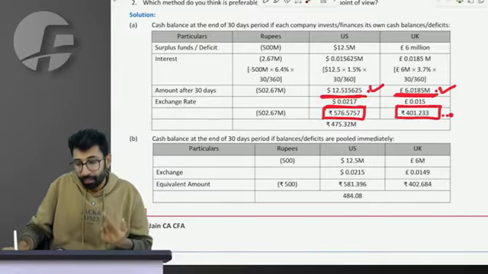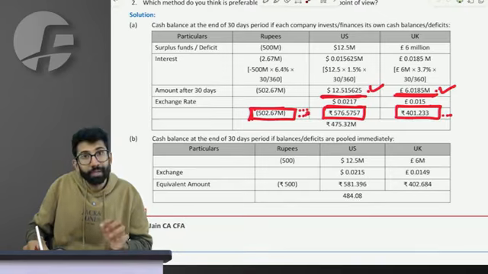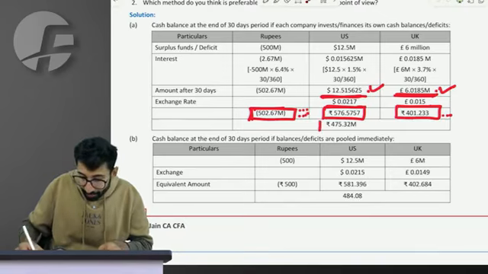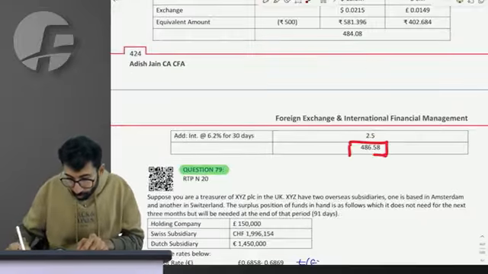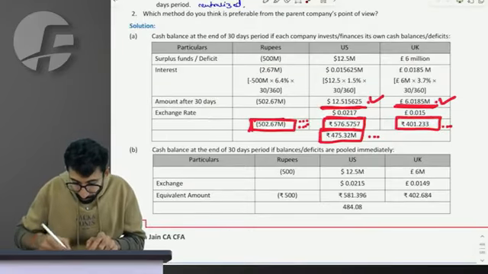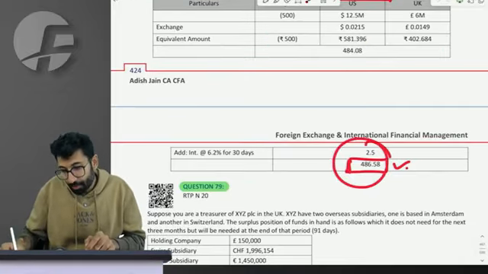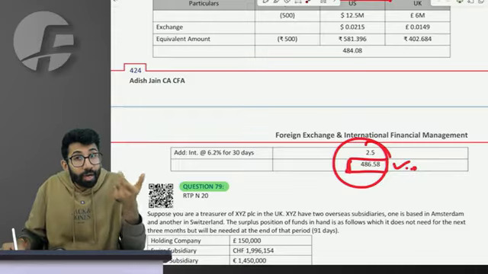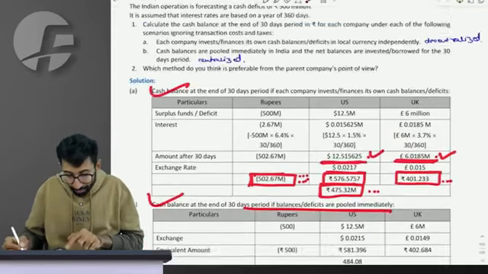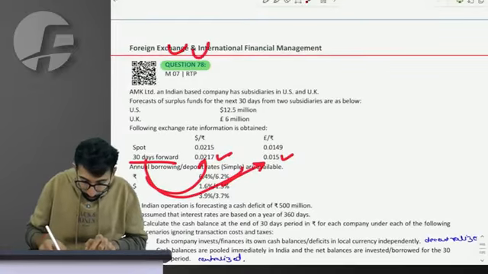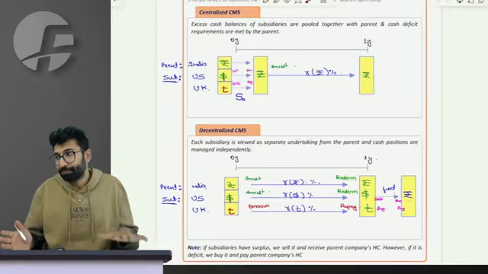after 30 days. Out of which this is the amount of repayment to be made, and the net amount available with you is 475.32. If you compare both the cases, the centralized cash management is better because it leads to the higher amount of closing value, which is 486.58. That is how the questions for international cash management are done.